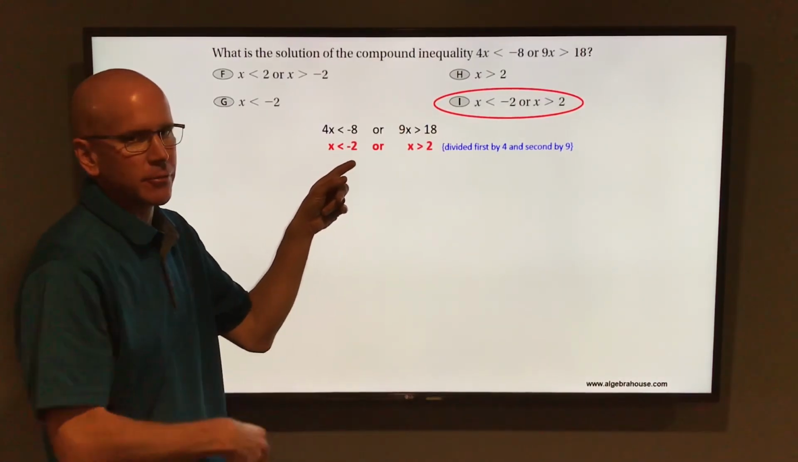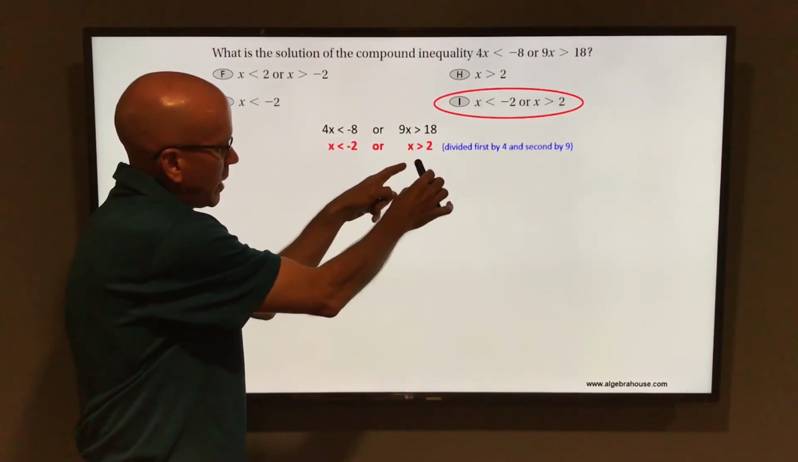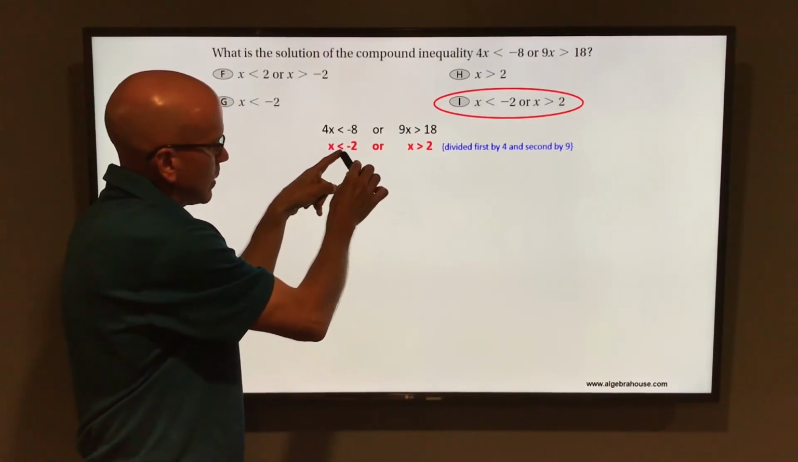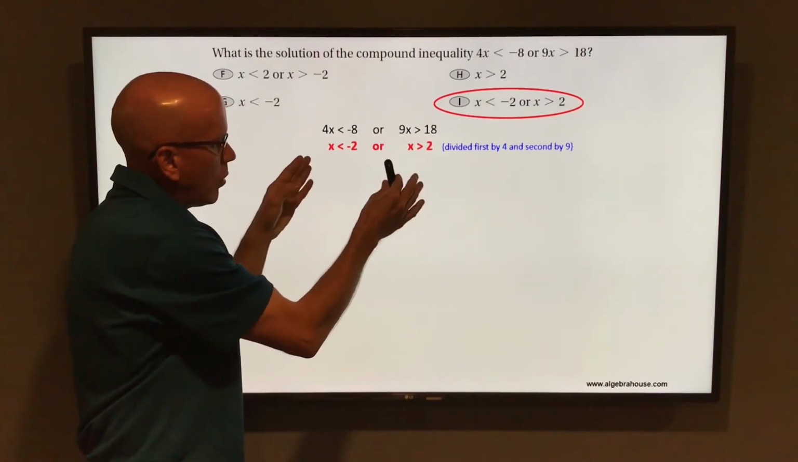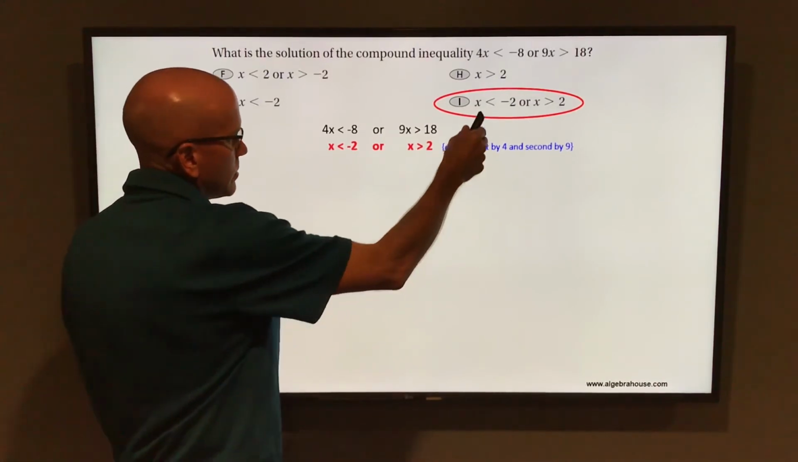Obviously, you're already seeing the answer up there, so what am I doing now? Just wasting time. 9x is greater than 18, divide each side by 9. X is greater than 2. So x is less than negative 2, or x is greater than 2. It's one or the other. Obviously, the answer is I.